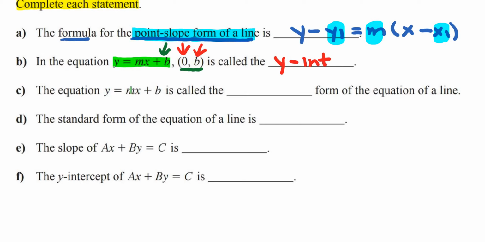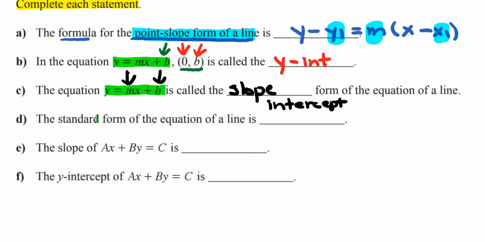Okay, now when we're given y equals mx plus b again, what is this line called? Well, this is called the slope intercept form of a line. And that's simply because the intercept is b and the slope is m. All right, so that's called the slope intercept form of a line.